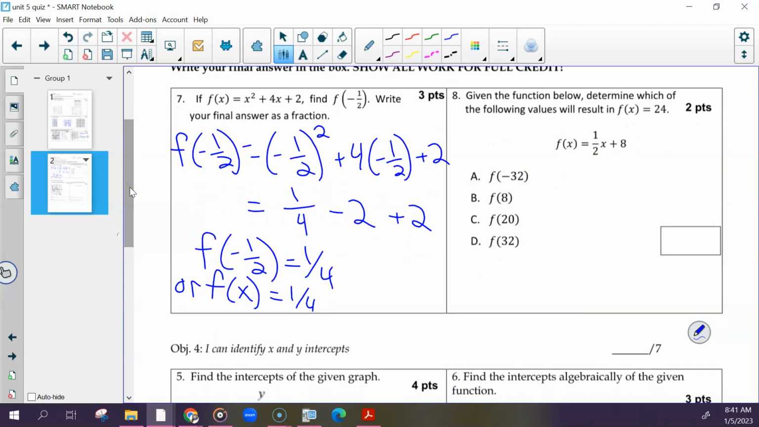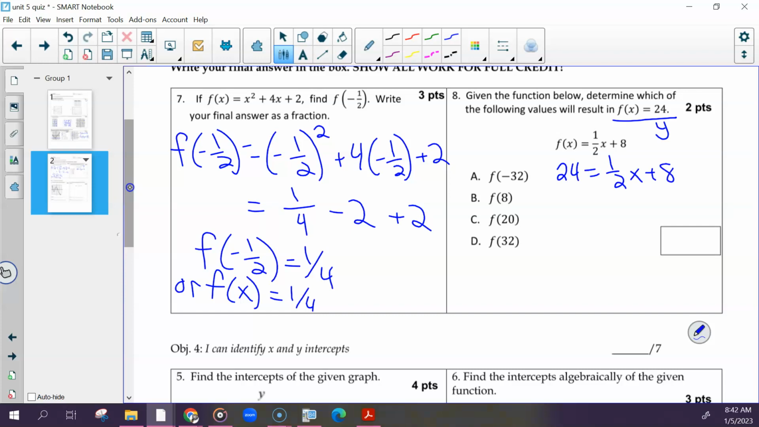For the most part, a lot of us got 8 correct. Some of us didn't, because we confused what we were given. This is y, not x. Some of us put that in for x and then ended up with c. But we should have set this equal and then solved.